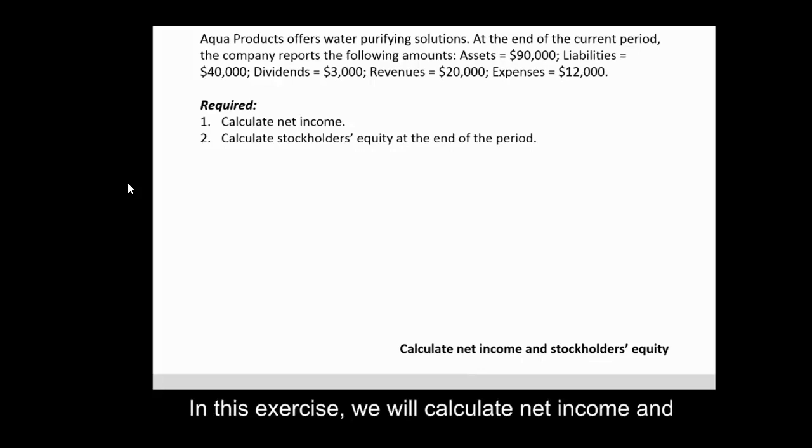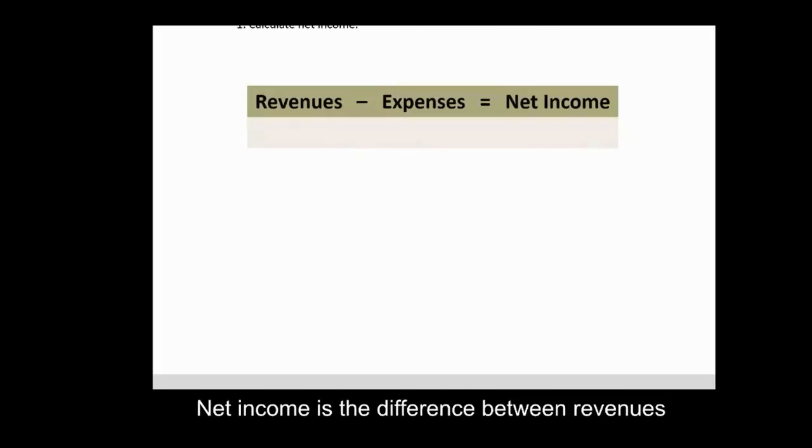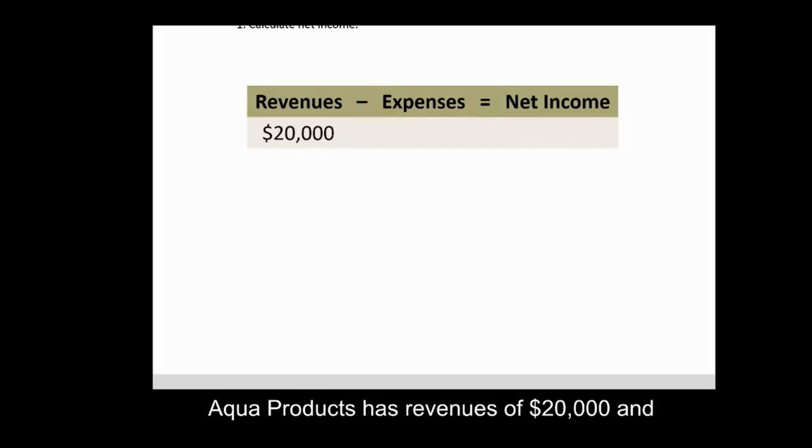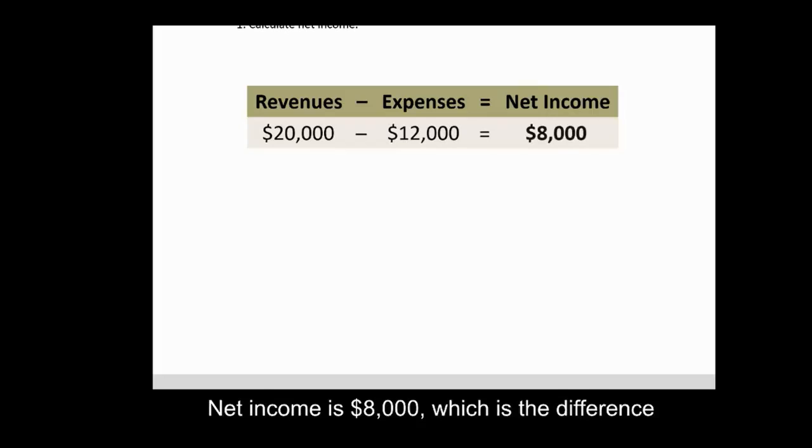In this exercise, we will calculate net income and total stockholders' equity. In Requirement 1, we calculate the net income. Net income is the difference between revenues and expenses. Aqua Products has revenues of $20,000 and expenses of $12,000. Net income is $8,000, which is the difference between the two amounts.